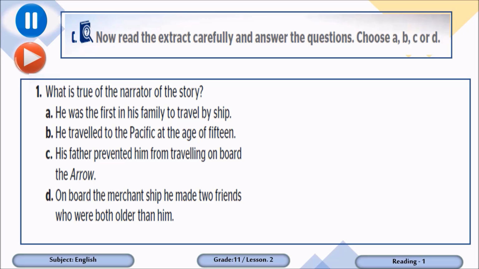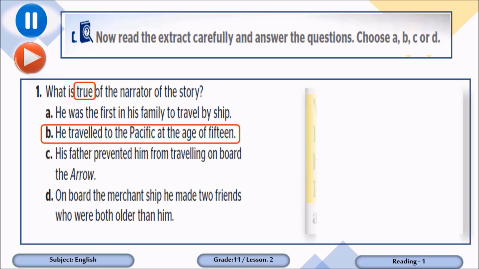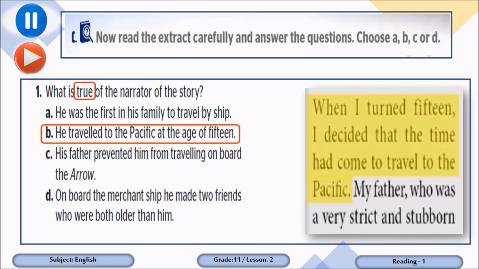Okay, let's check the answer. The question is, what is true of the narrator of the story? So what you are going to do is to find a bit of information which is correct about the narrator of the story. The answer is letter B. Very good. He traveled to the Pacific at the age of 15. From the story, you can find it here. He mentioned, "When I turned 15, I decided that the time had come to travel to the Pacific." Very good.